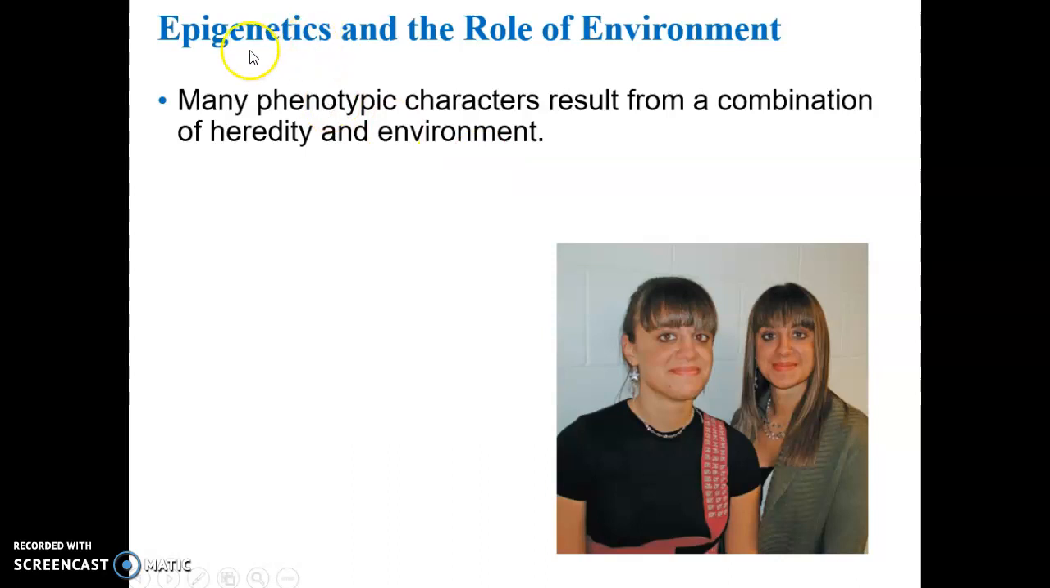Okay? So now epigenetics and the role of the environment. We do not grow up in some sterile bubble. We grow up in the environment, and the environment has an influence on how our genes are expressed, and sometimes a significant influence. And this is what epigenetics talks about, and what I will talk about in the next section.